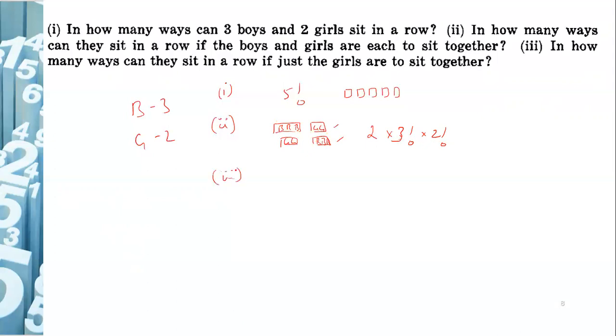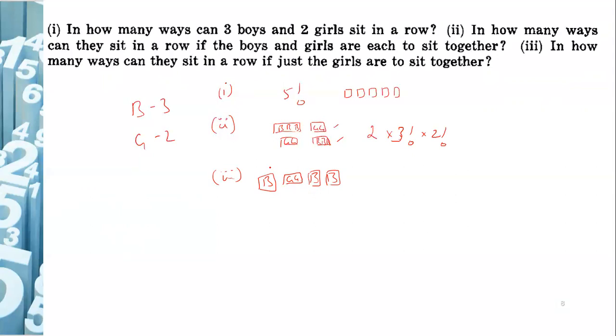The third condition asks in how many ways can they sit in a row if just the girls sit together. Only the girls should be together, but boys not necessarily. For boys we'll keep chairs. Two boys may be on the right side and one boy on the left side, or two girls on the left side or right side, whatever, but the two girls should be together.